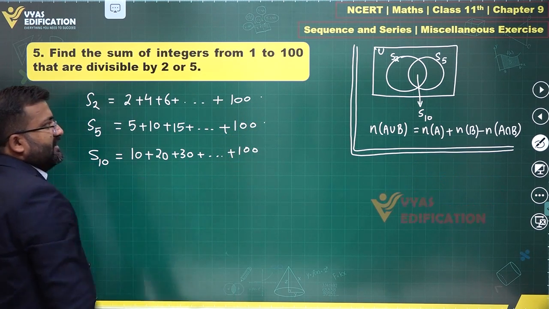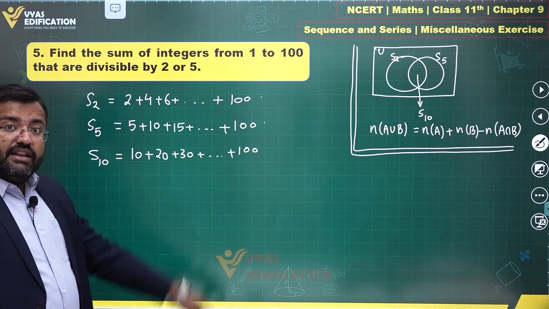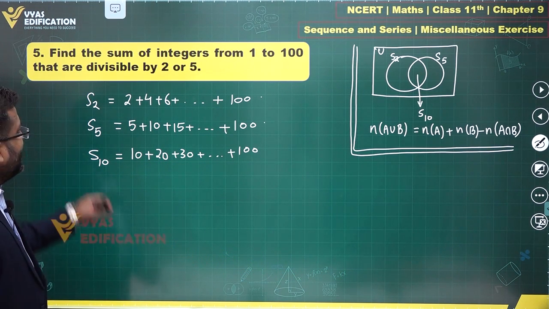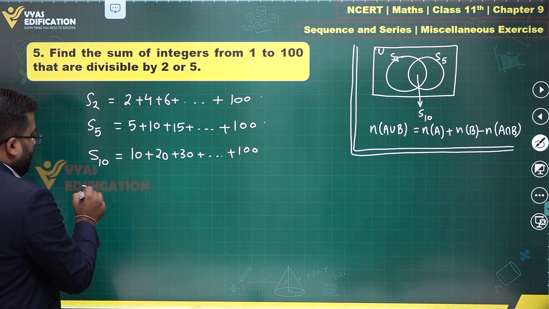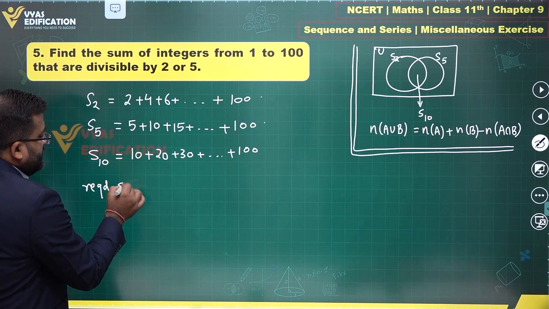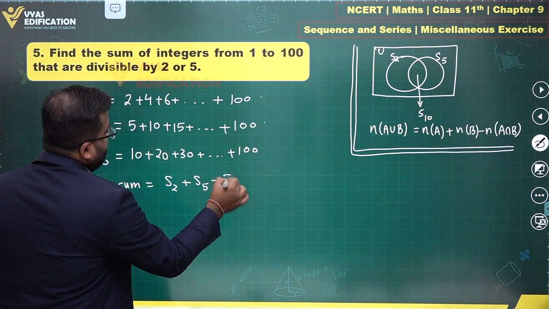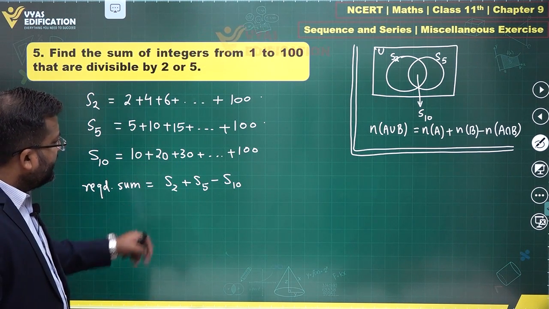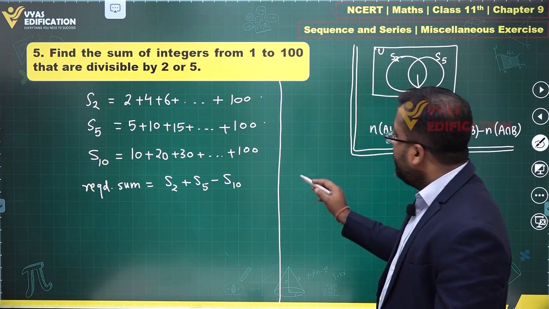These terms will be occurring twice in this sum, right? So we'll subtract them once. The net sum that we need is S2 plus S5 minus S10. The required sum is equal to S2 plus S5 minus S10. That's what we are interested in. So for that, let's find S2, S5 and S10 separately first.